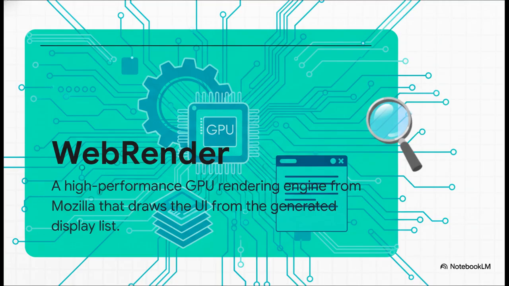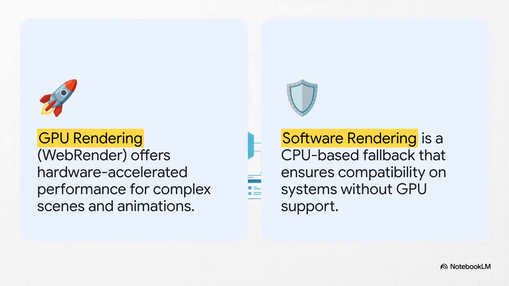complex UIs. To make sure an app can run pretty much anywhere, Azul actually gives you two rendering paths. The default path uses WebRender on the GPU for the best possible performance. But if you're on a system that doesn't have good graphics support, it can fall back to a software renderer that just uses the CPU. Sure, it's slower, but it guarantees your app will still run.